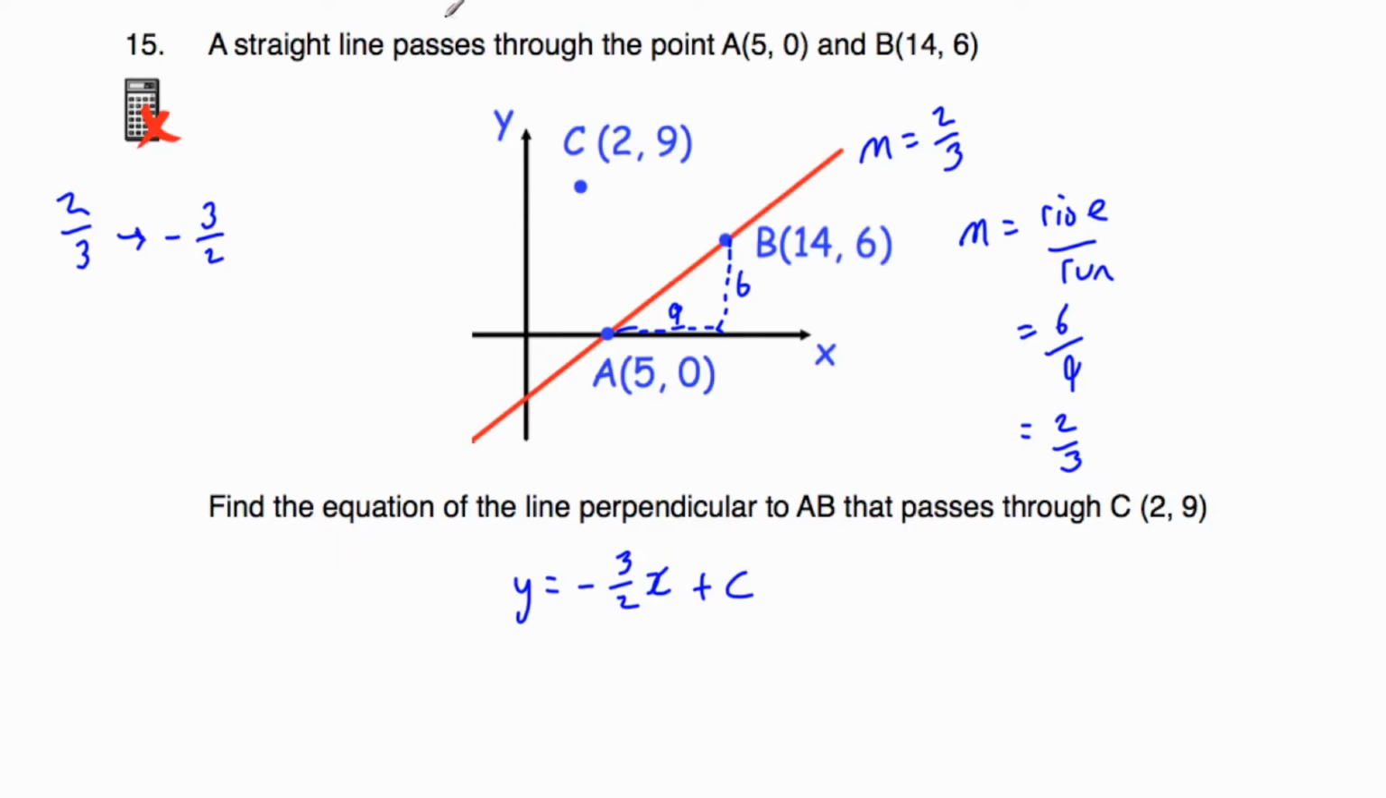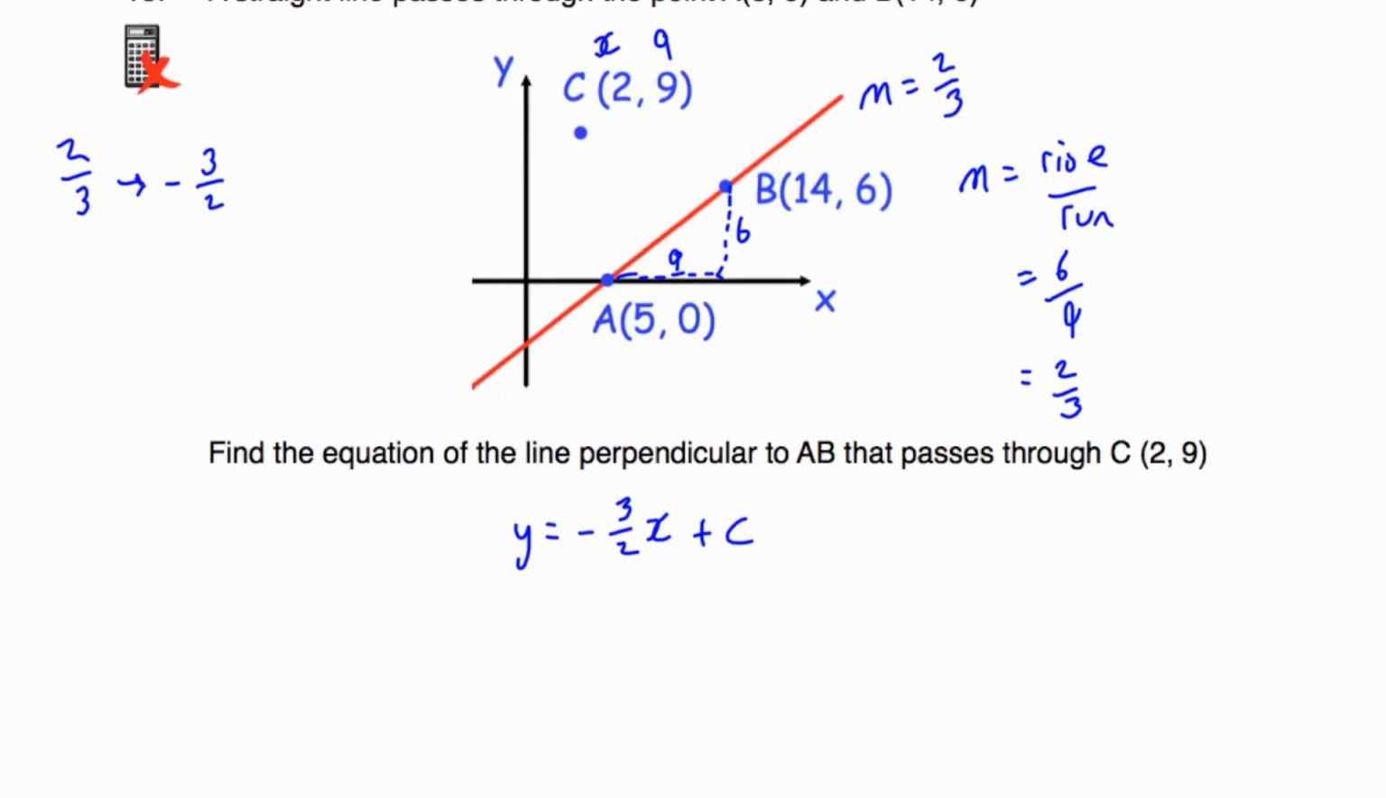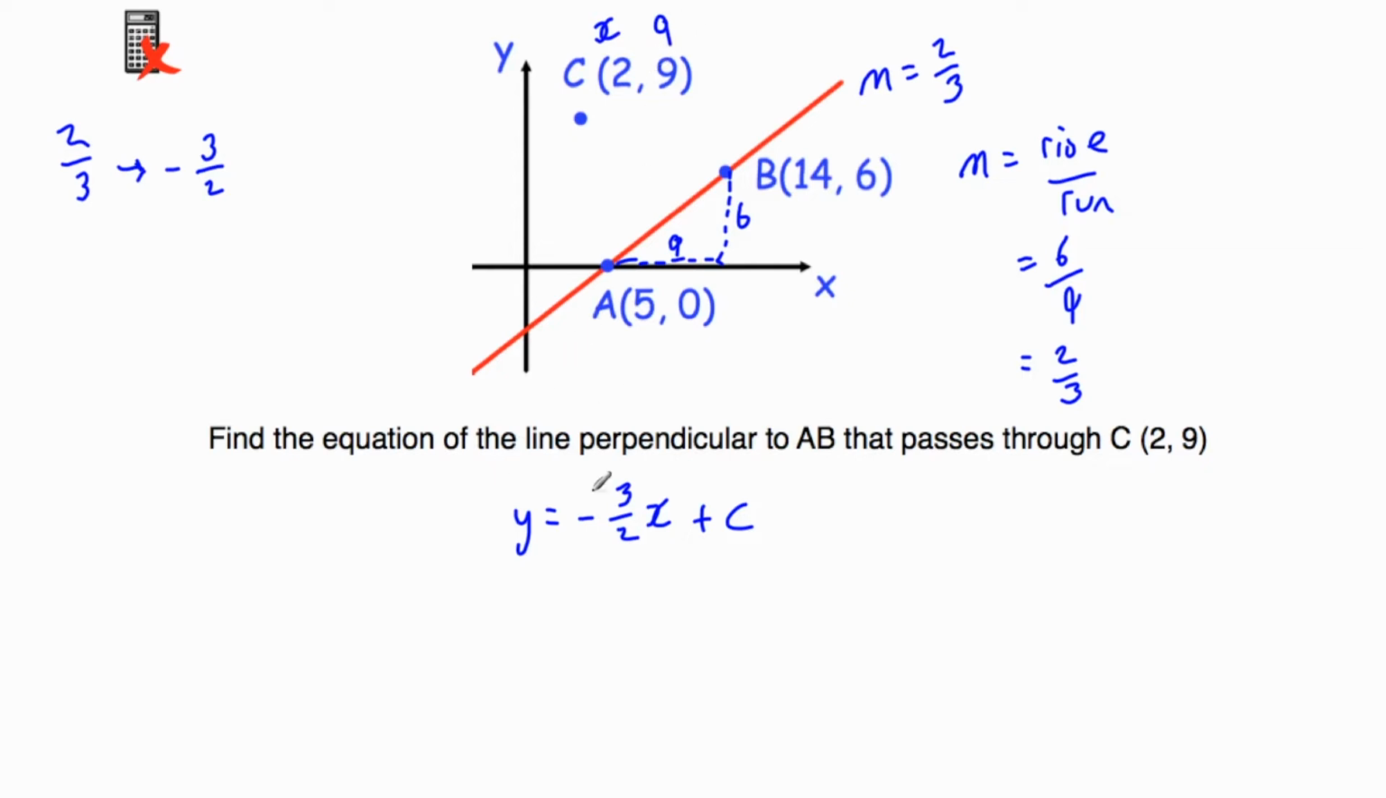Now to find where it crosses the y-axis, we know it passes through the point C, which is 2, 9. So x equals 2 and y is equal to 9. So if we substitute those values of x equals 2 and y equals 9 into here, we can then find c, and then that would be our equation. So let's do that and see what we get. So y, which is 9, equals minus 3 over 2 times x, and x is equal to 2, so we're going to times that by 2, and then we're going to then do plus c. This is an uncalculated question, so we're going to have to do this without a calculator.